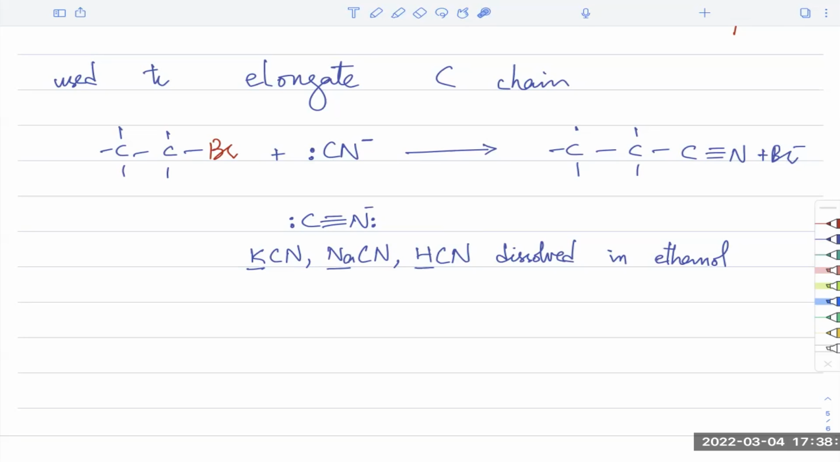The cyanide ion in there will be replaced. So in inorganic chemistry, this ion is called cyanide. But in organic chemistry, this is called nitrile. Same thing, CN. So now this compound, right now, this is potassium cyanide and sodium cyanide or hydrogen cyanide.